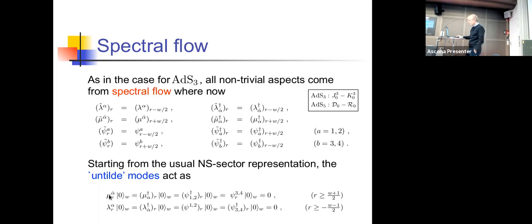So for example, if you look at the mu modes, you see the mu tilde modes with r equals half kill. So this means the mu modes with r = 1/2 + w/2 kill. So they kill if their mode number is greater or equal than w + 1/2. And likewise, you determine this for all the other generators. So this tells you which modes act non-trivially on this ground state and which modes act trivially.